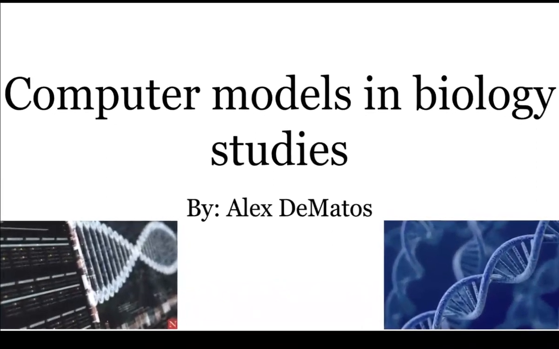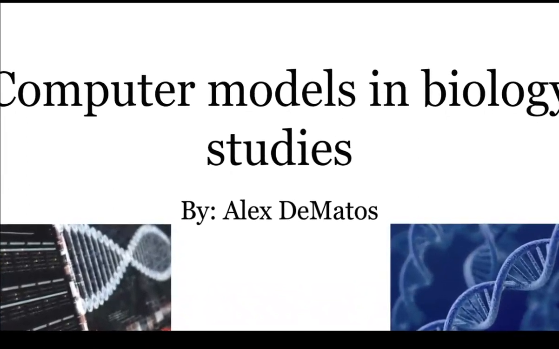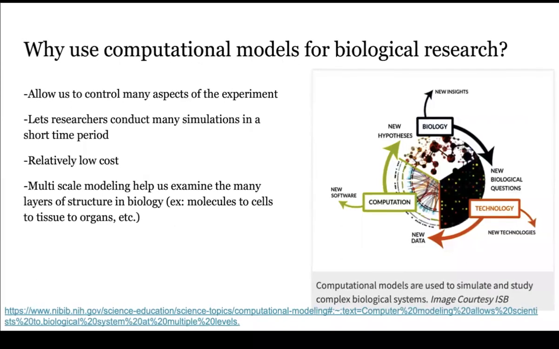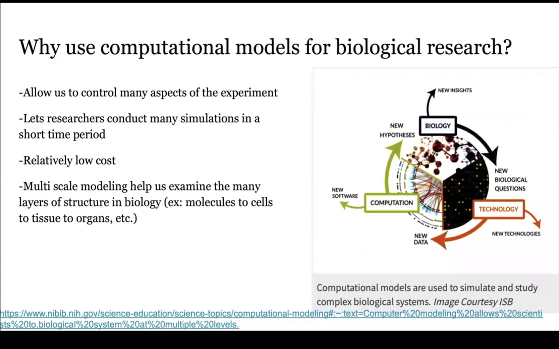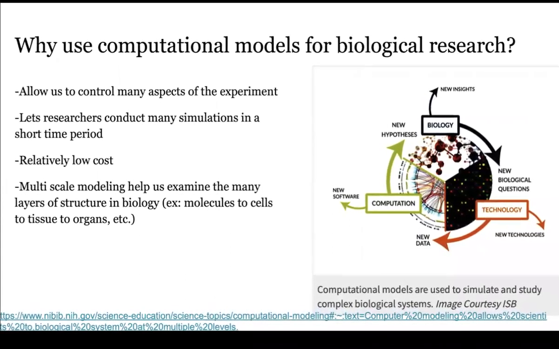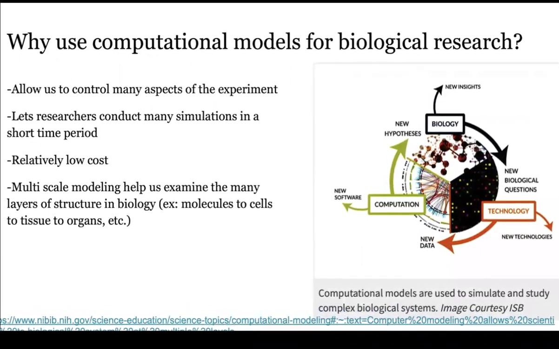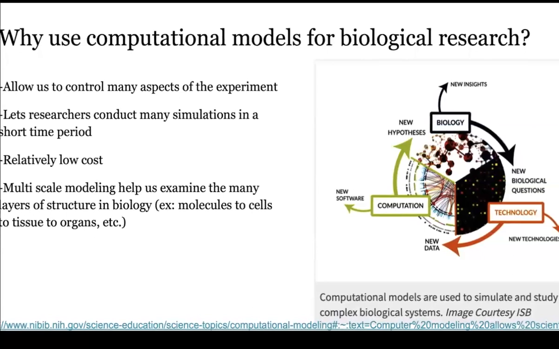Hello, my name is Alexander Dematos, and today I want to talk to you about the use of computer models in biological research today. Computer models are applicable in many ways and in many different fields. For example, in healthcare, it can be used for things like tracking infectious disease or predicting drug side effects, all in a manner which saves time and money for researchers.